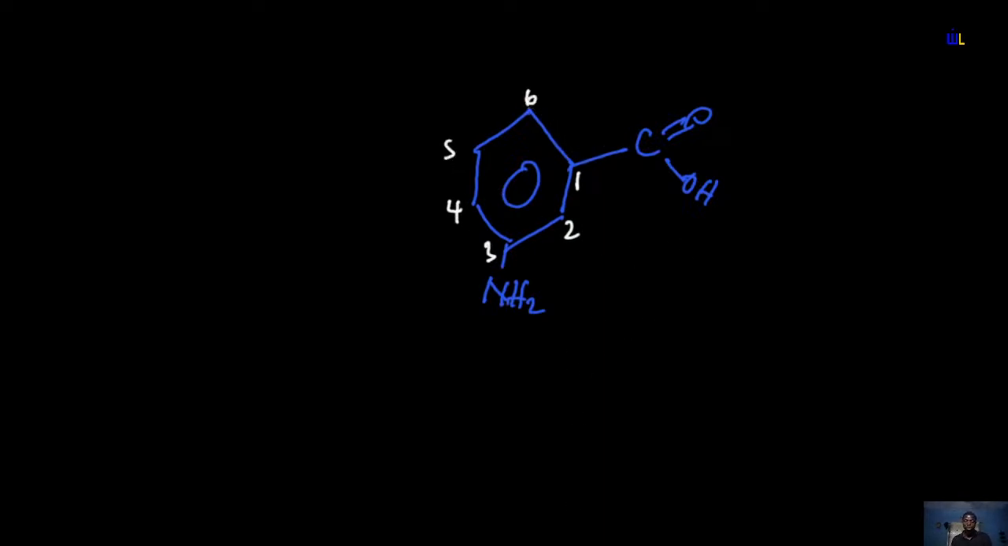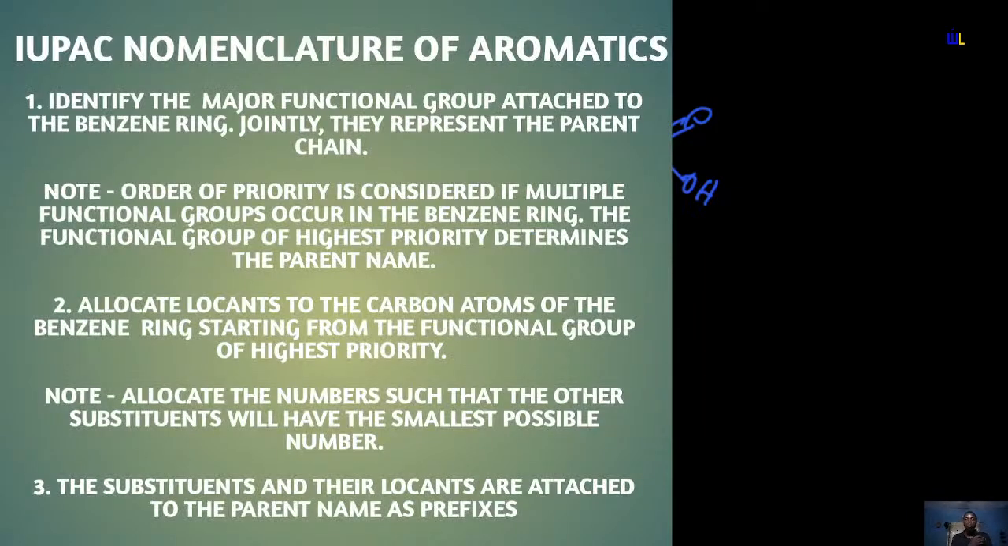Okay, so we go to the final rule and then call it off there. What's the final rule? The final rule states that the substituents and their locants are attached to the parent names as prefixes. So just as we discussed in the last class, just pack them and attach them to the parent name as prefixes. Remember that if there are multiple or many of them, you simply utilize the alphabetical order in your arrangement of the prefixes. We did this yesterday.